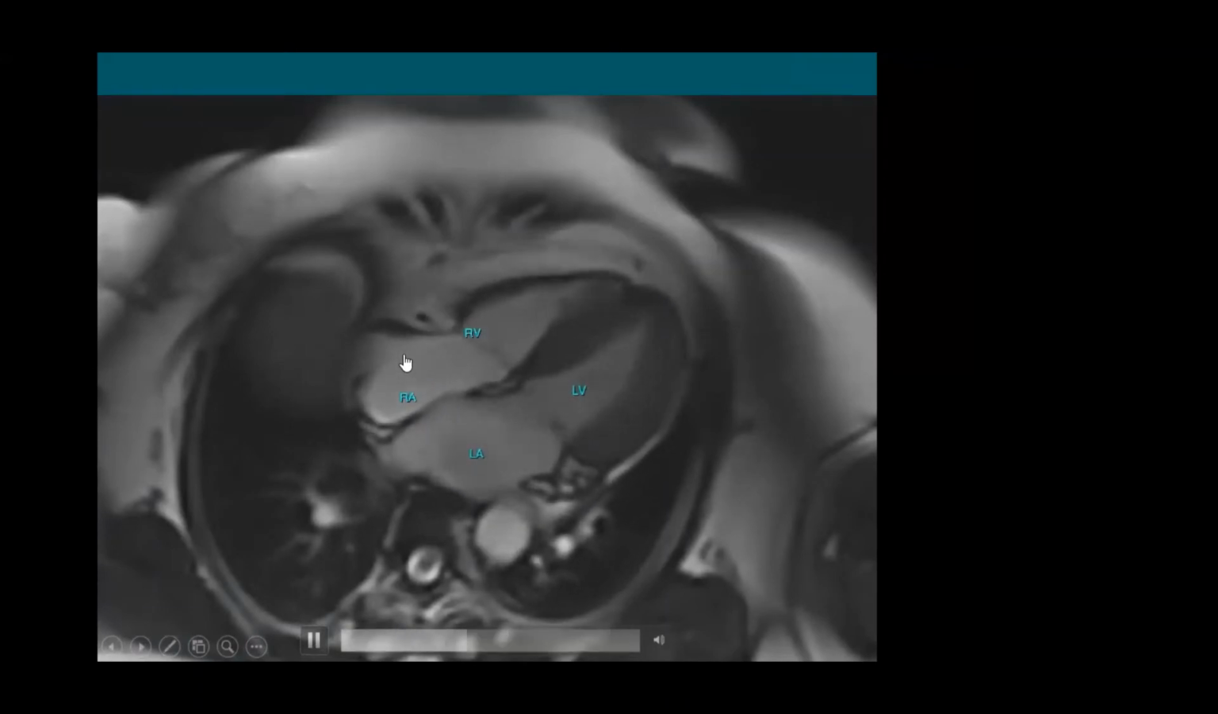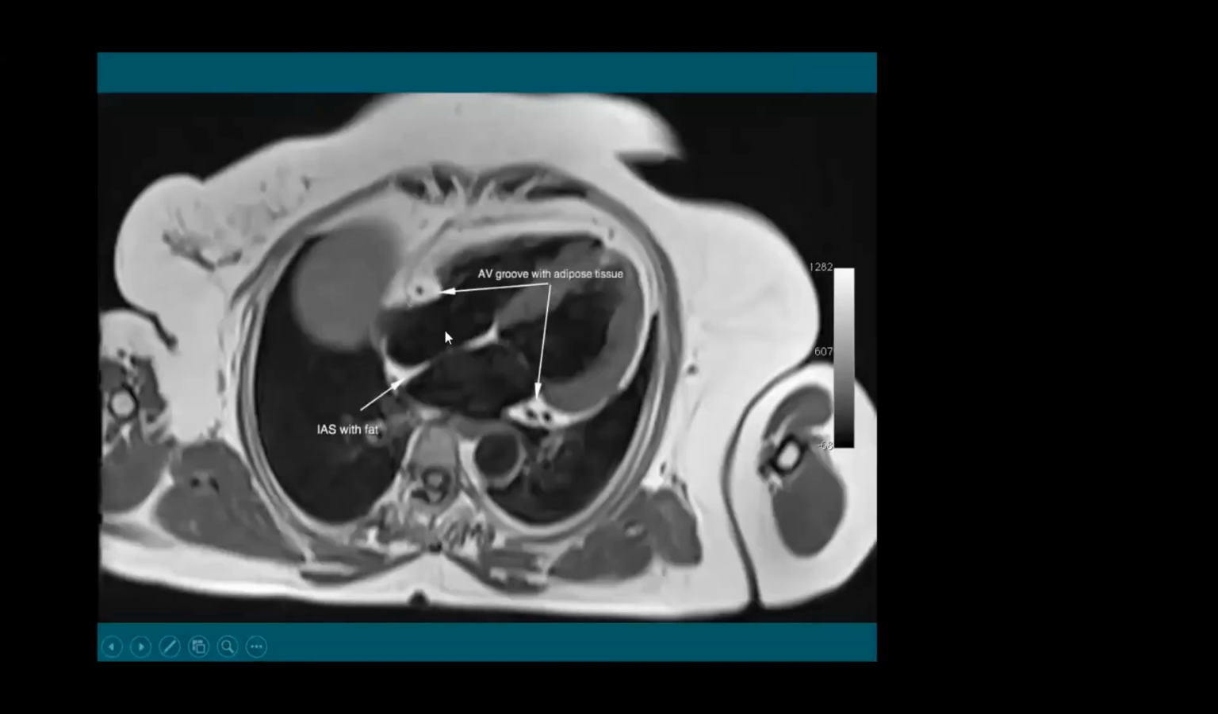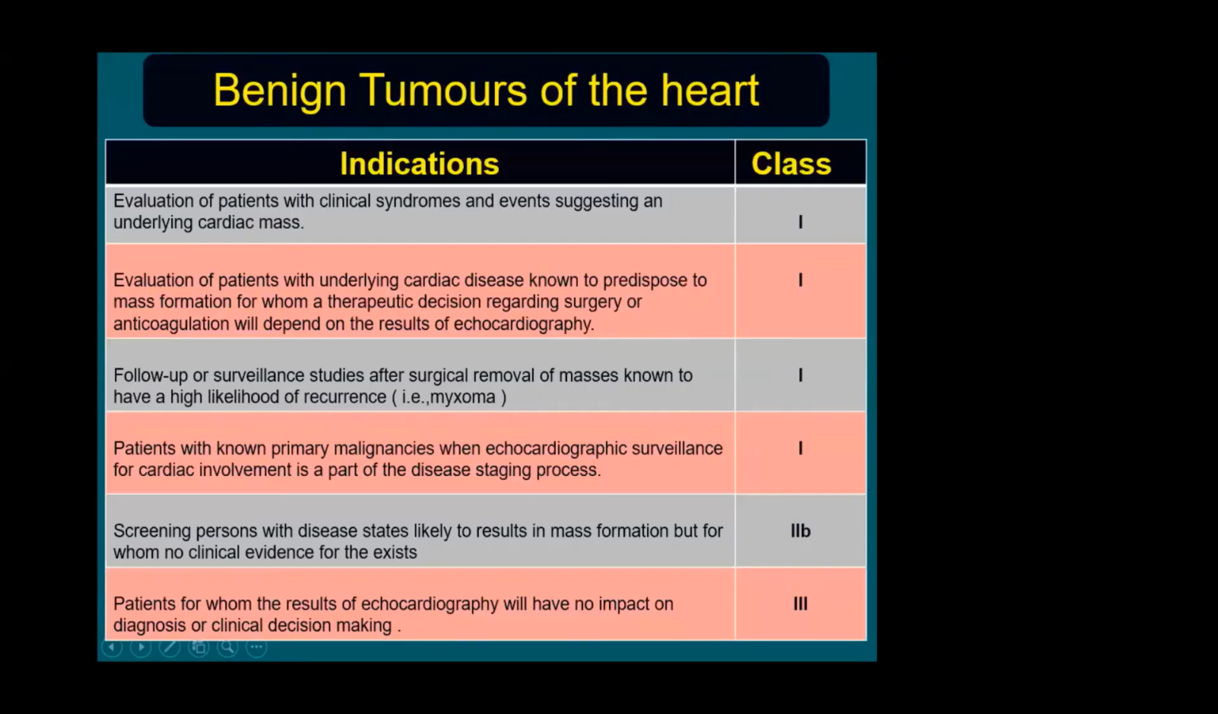by MRI. You can see in the MRI, the fat produces a distinct appearance, which can be clearly identified. So this is the mass in the region of the tricuspid annulus, mass in the region of the mitral annulus, and these are the AV groove adipose tissues. And this should not be mistaken for mass.